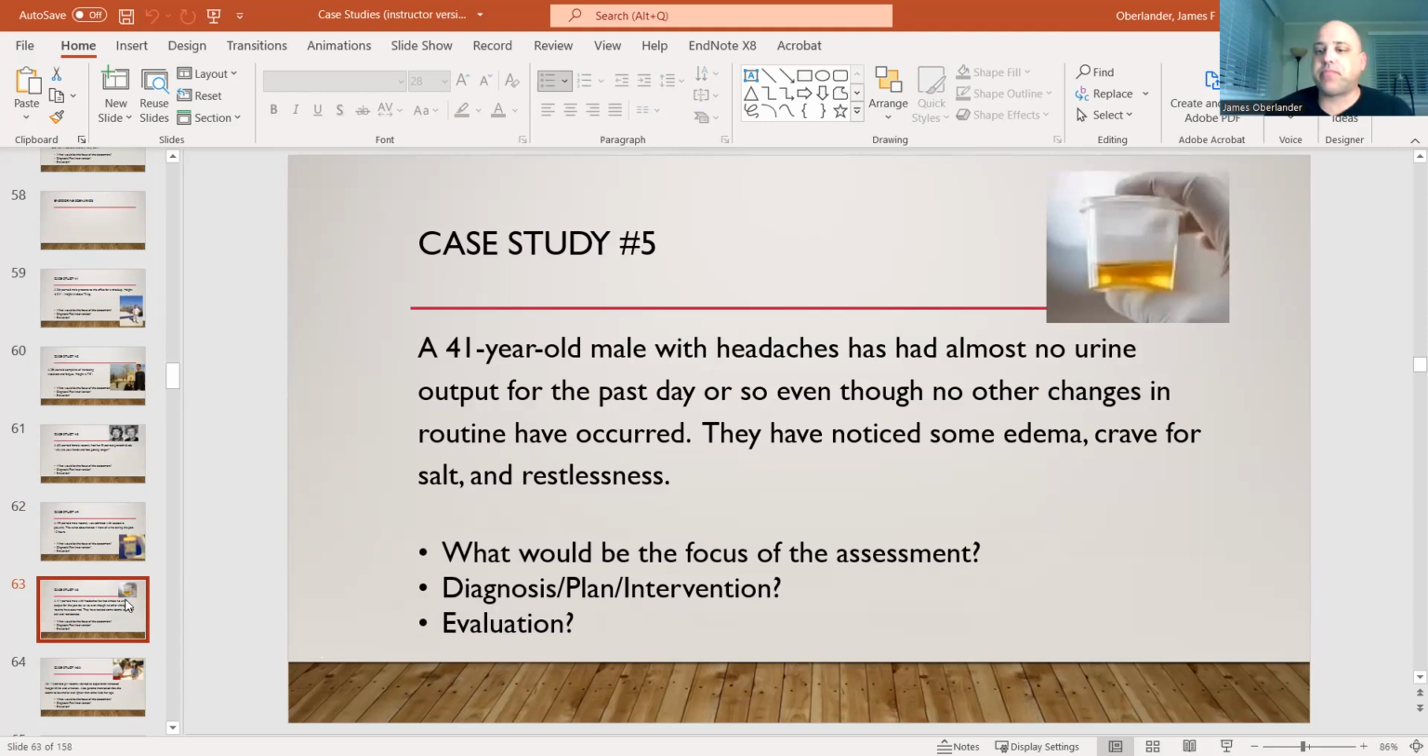All right, so here's another one. Right here, right now, what's going on? So they have an increased amount of ADH. It's called SIADH. We call that SIADH. Now, if they're craving salt, should we give them salt? No. We should not give them salt.